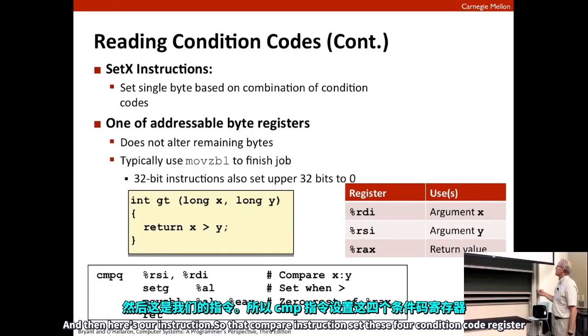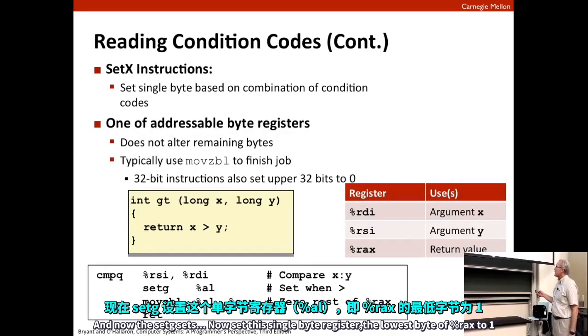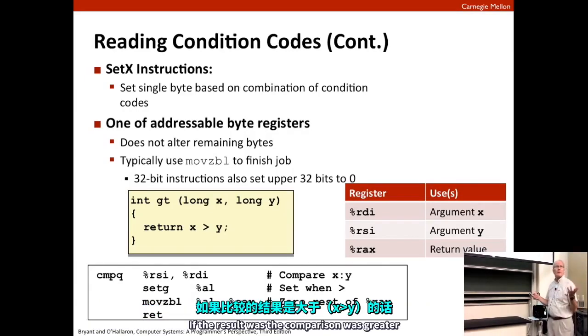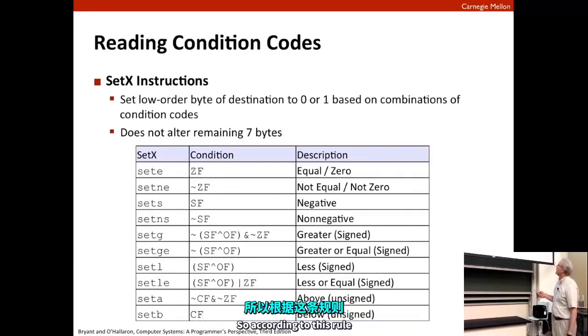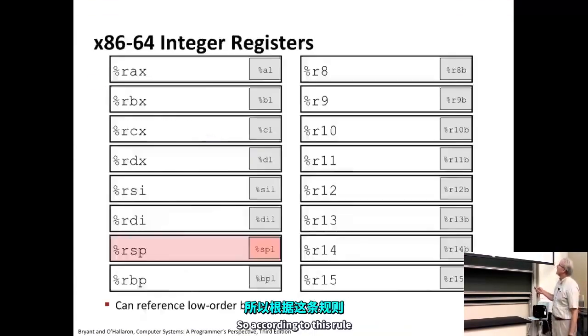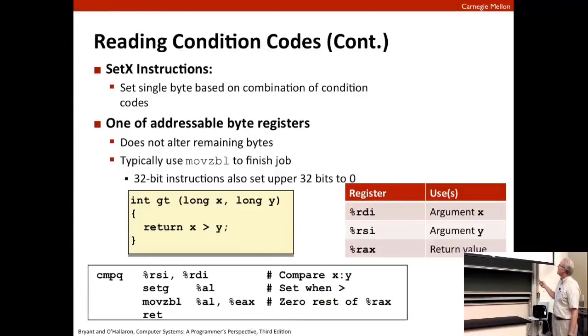And then here's our instruction. So that compare instruction set these 4 condition code registers. And now the set G says, now set this single byte register, the lowest byte of RAX, to 1 if the comparison was greater. So according to this rule.